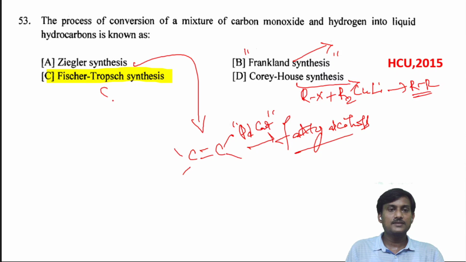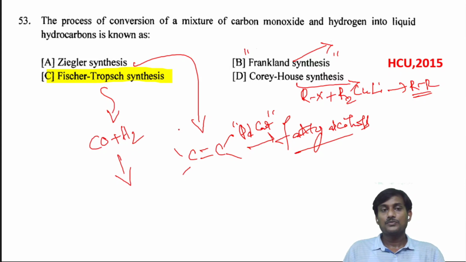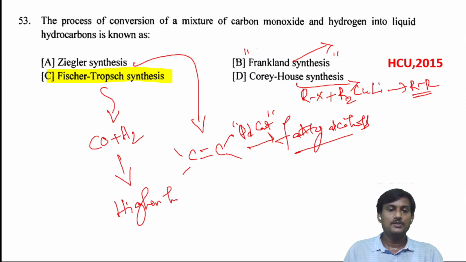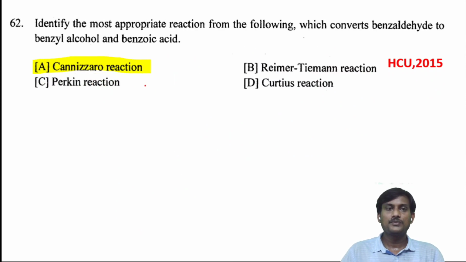In Fischer-Tropsch synthesis, we use carbon monoxide and hydrogen. The reaction between CO and H2 will give higher hydrocarbons, higher straight chain hydrocarbons. So this process is called Fischer-Tropsch synthesis.